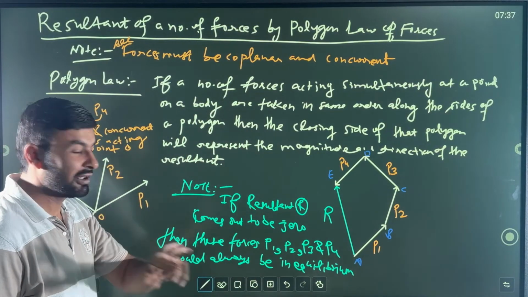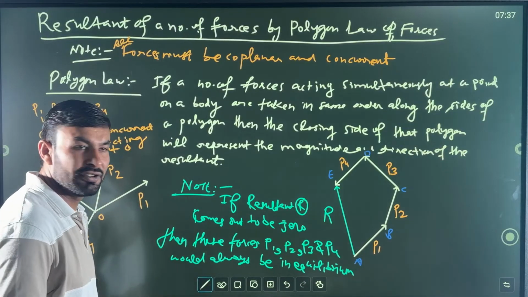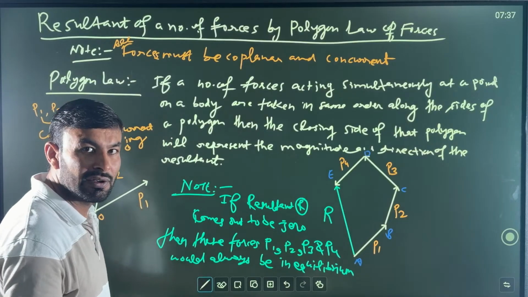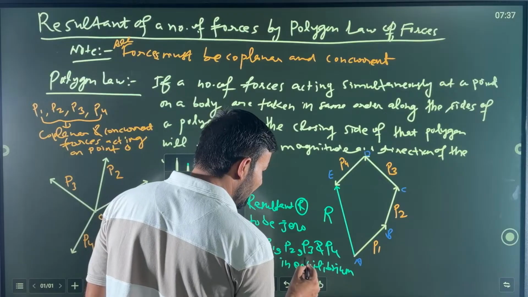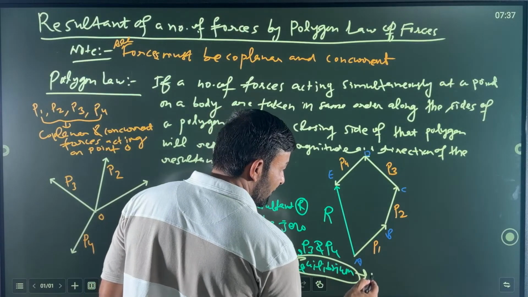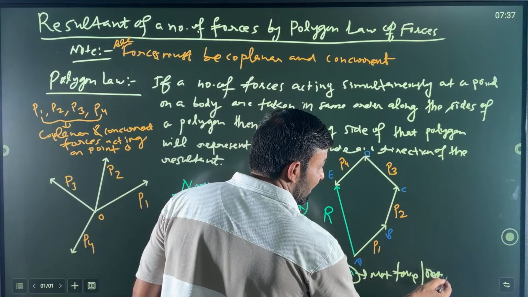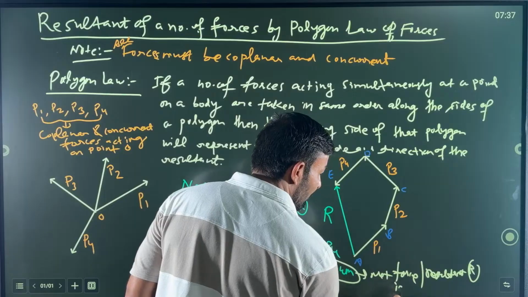What does equilibrium mean, my dear friends? Equilibrium का सिंपल सा मतलब है, net force is zero, net torque is zero. So what does it mean? Very important, my dear friends. Equilibrium means net force is zero. That force means resultant, my dear friends. Be careful. Resultant R here is zero.